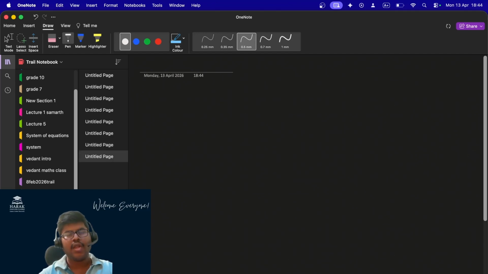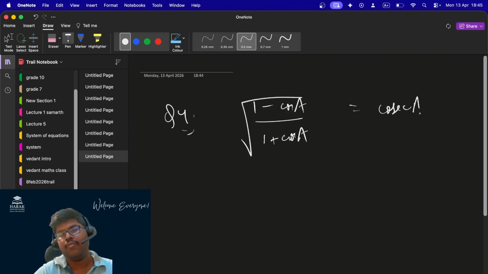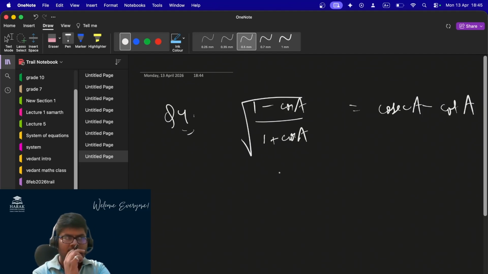Okay, now the fourth and last question of today's class is: the square root of 1 minus cos A over 1 plus cos A is equal to the same RHS from the previous question, which is cosec A minus cot A. Now this time, think: can we start with the RHS? The absolute answer is no, because if we start with the RHS, it's impossible to make something a number into a root thing, right?